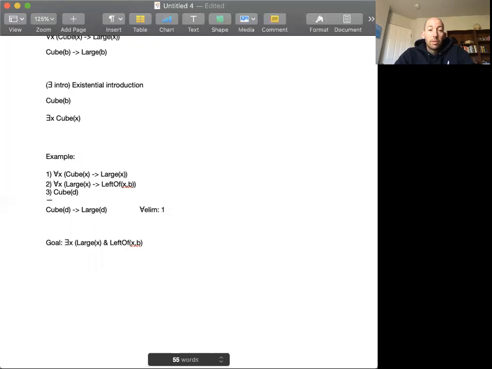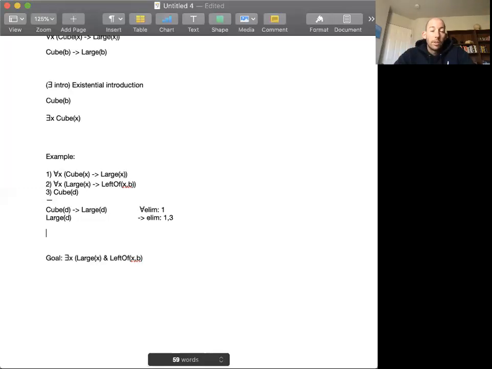Now I can get this intermediary step. If you remember what we called modus ponens, or material conditional elimination, I can now actually write down large D. And the reason I can do that is because I have the antecedent from premise 3, and then I have the rule which says, anytime I have a conditional and the antecedent of that, I can infer the consequent. So this would be using conditional elim from lines 1 and 3. You're going to see in a moment why that's important.